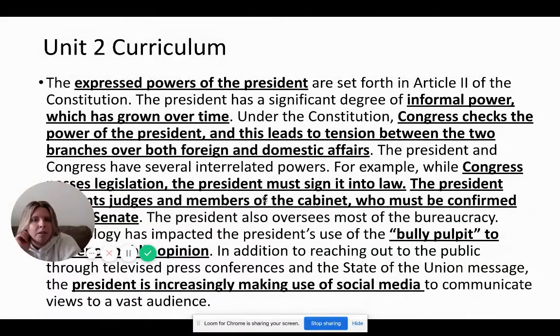The express powers of the president are set forth in Article 2 of the Constitution. The president has a significant degree of informal power, which has grown over time. That's a key. That's actually one of our enduring understandings, the expansion of the presidency.